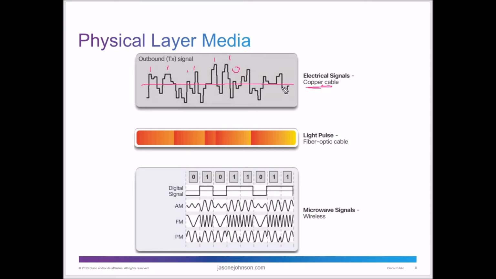And based upon how much static or interference you're getting, you're going to see a signal like this. A light pulse is going to be how strong the light is coming through. So if the light turns off, it's a 0, and if the light switch turns on, it's a 1, or if it pulses bright enough.